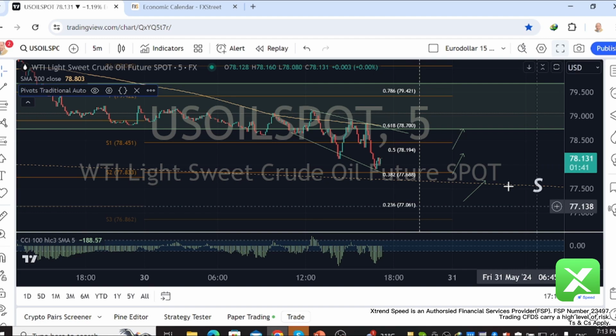Oil is just a supply demand trade, meaning you just want to buy supports, take profit at the relevant resistance, or just take profit within 75 cents of entry.